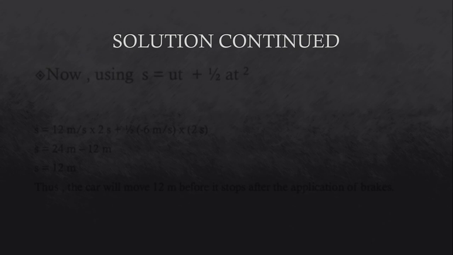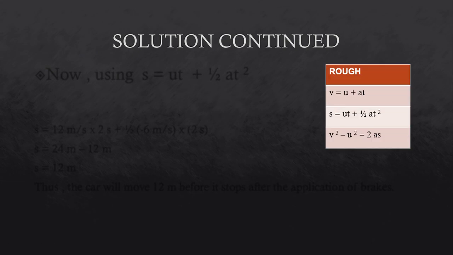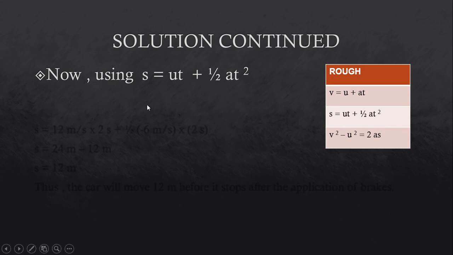Now let us move to the remaining part of the question. This time we are using the second equation of motion, s equals ut plus half at square. So here the value of u is now ready with you. You have just found out the value of initial velocity. You know the time taken, you know acceleration. So just by putting in the values, you can calculate the distance covered.